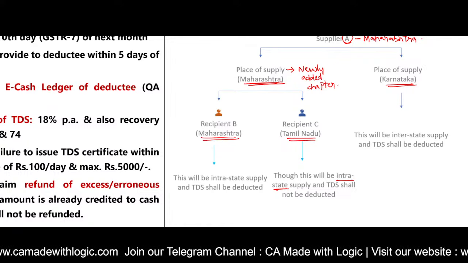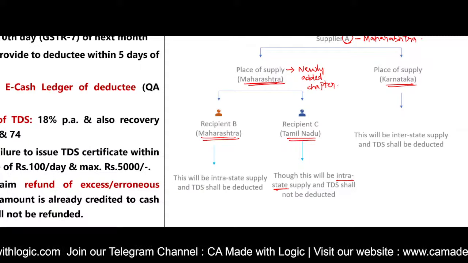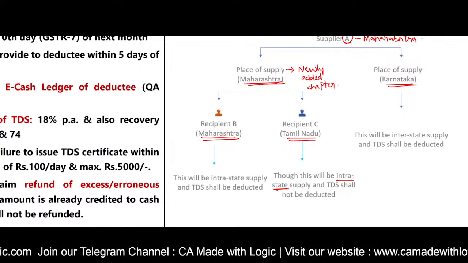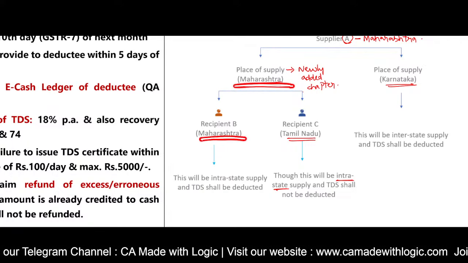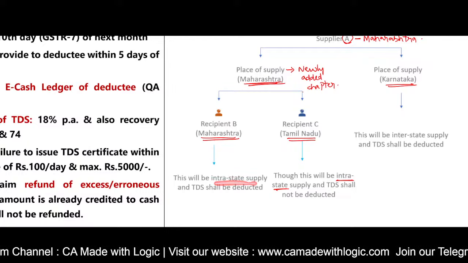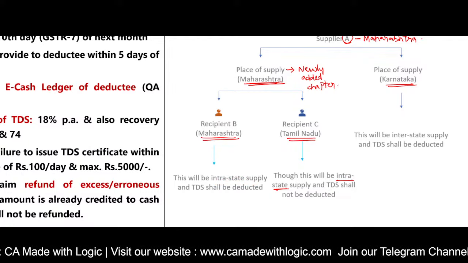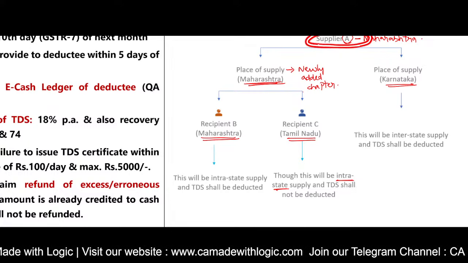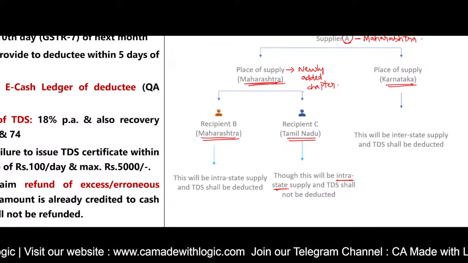Supplier is not that important. You need to focus on only two words: the place of supply and the recipient. If the place of supply and recipient are in the same state, then you need to deduct the TDS. Intrastate supply is determined by the location of supplier and place of supply. It is not determined on the basis of the recipient.